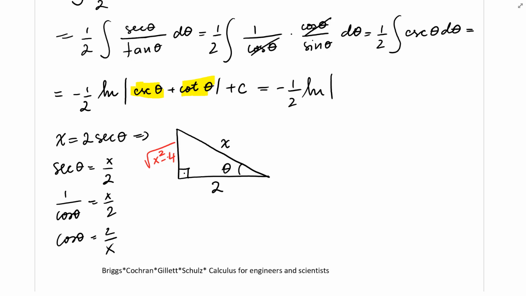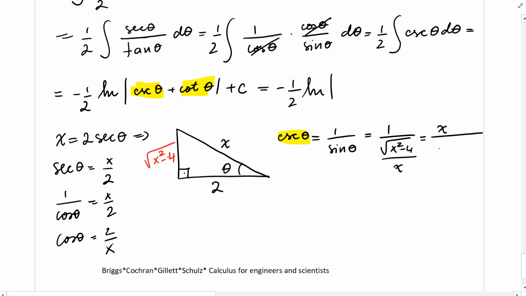So cosecant theta, which is what I highlighted in yellow, is going to be given by 1 over sine theta. Well, sine theta is opposite, square root of x squared minus 4, over hypotenuse. So the reciprocal of this is x over square root of x squared minus 4. And if I want to find the cotangent of theta, cotangent is cosine theta over sine theta, or we can just say it is the adjacent side, which is 2, over the opposite, which is square root of x squared minus 4.